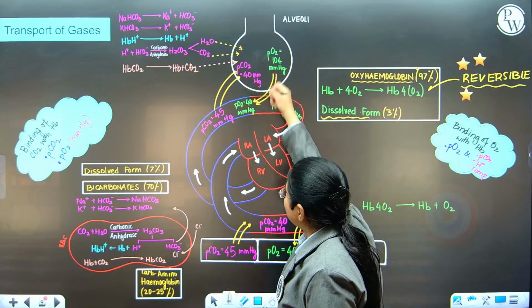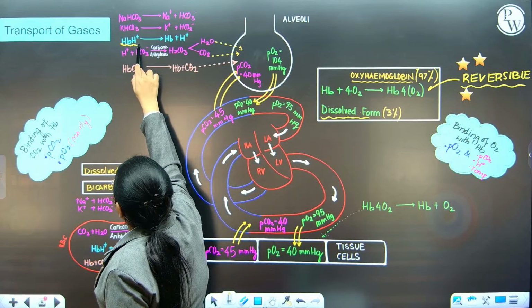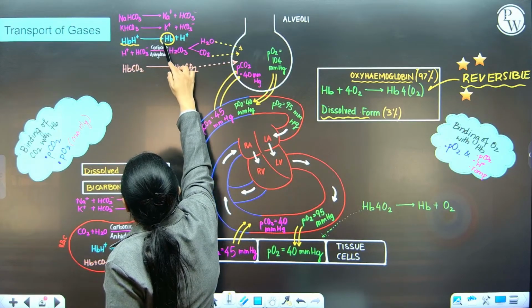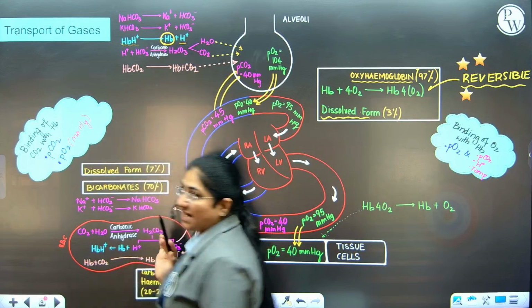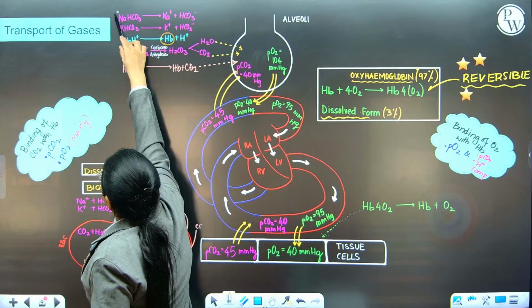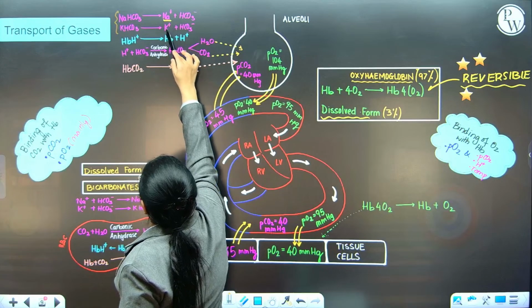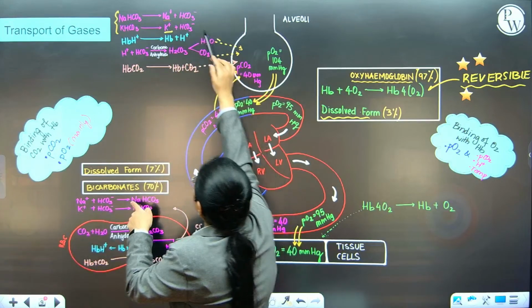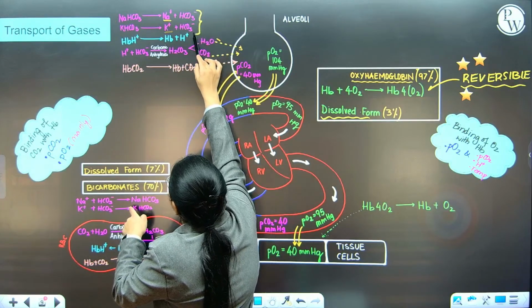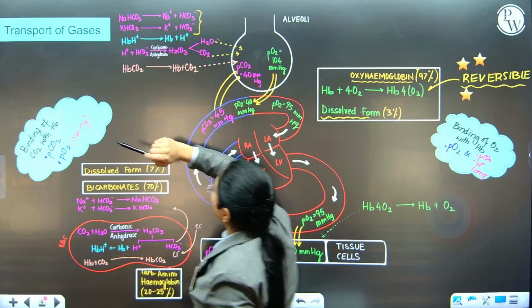So as oxygen starts to diffuse inside, the HbH plus dissociates, hemoglobin now binds with oxygen and H plus ions are set free. These H plus ions now catalyze NaHCO3 and KHCO3 breakdown to form Na plus, K plus, and HCO3 minus. This happened in the reverse direction at the tissues, happening in the reverse direction at the alveoli.